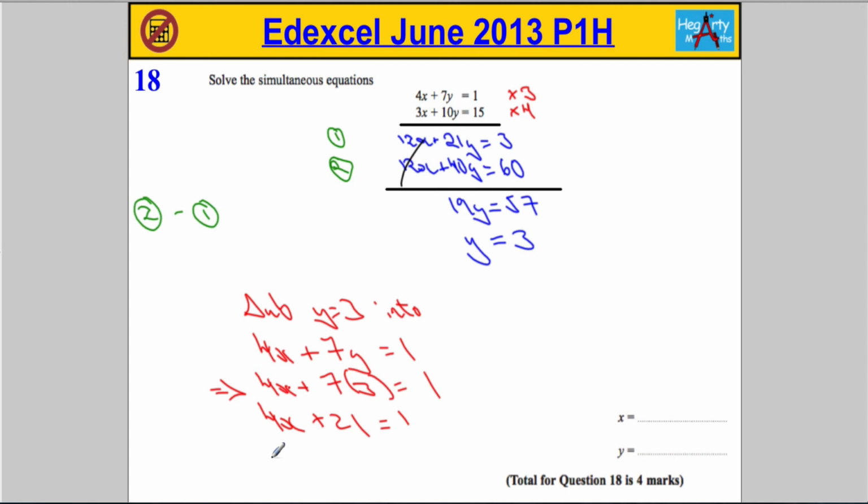Subtracting 21 from both sides, we get 4x equals negative 20. And dividing both sides by 4, we get x equals negative 20 divided by 4, which is negative 5. So our solutions to the simultaneous equations are negative 5 for x and 3 for y.